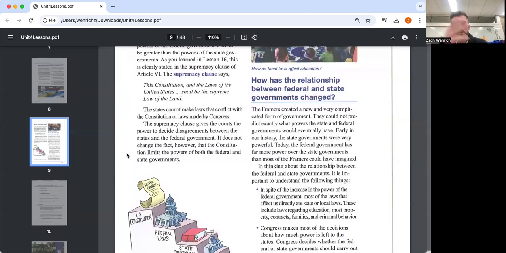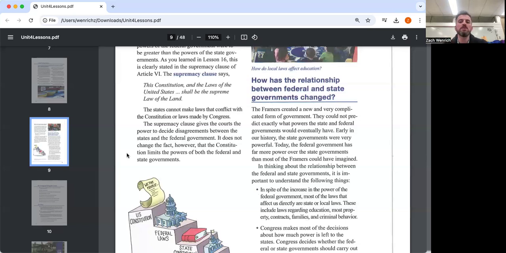So the relationship between the federal and state governments has changed. The framers created a new and very complicated form of government. They could not predict exactly what powers the state and federal governments would eventually have. Early in our history, the state governments were very powerful. Today, the federal government has far more power over the state governments than most of the framers could have imagined.